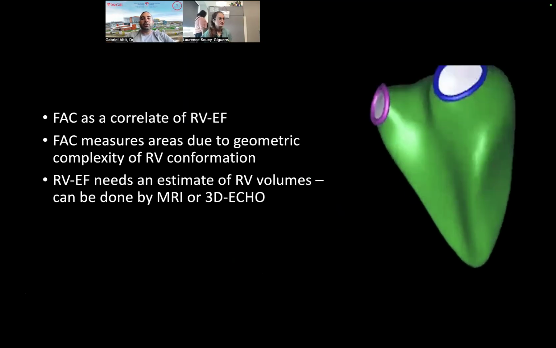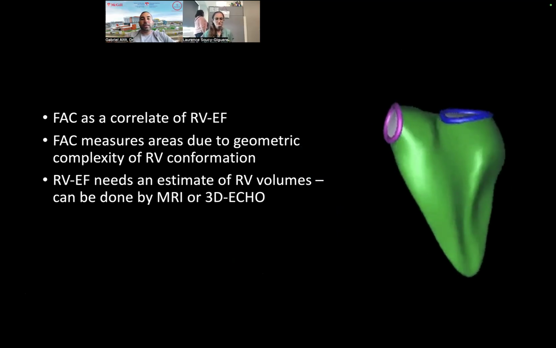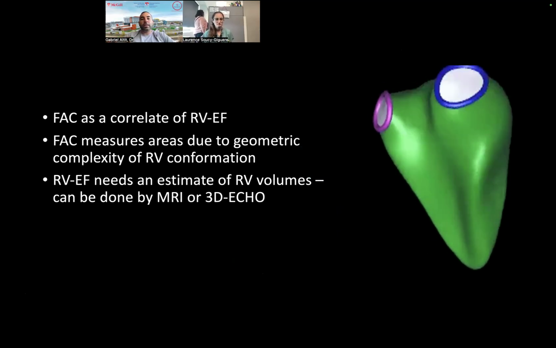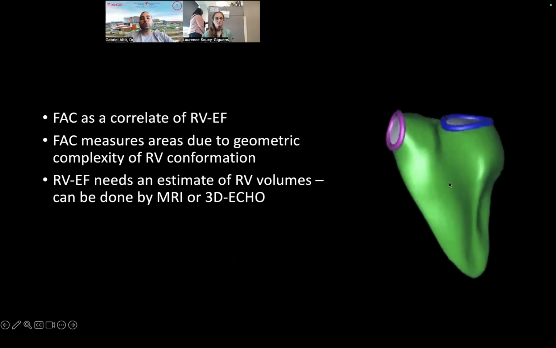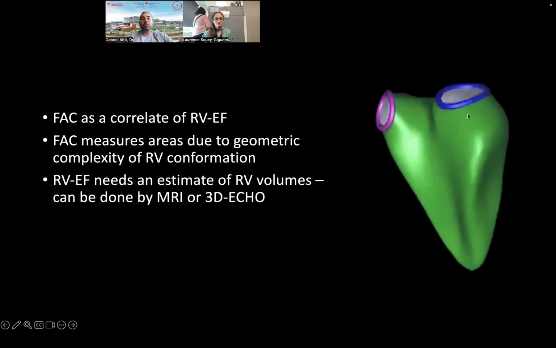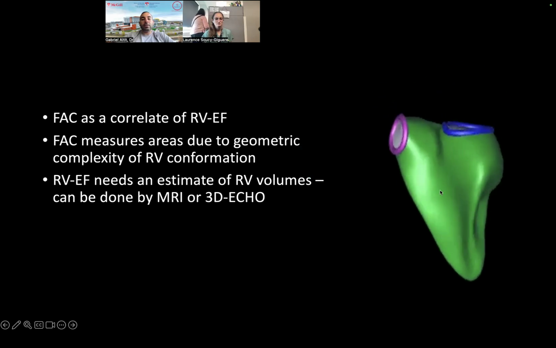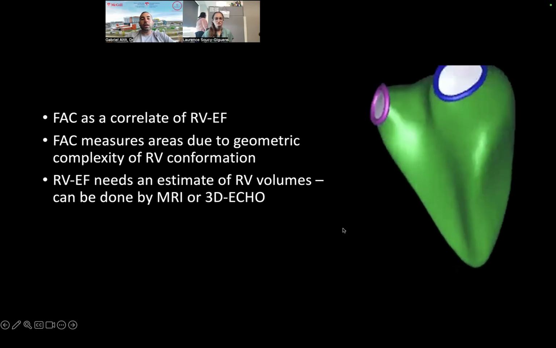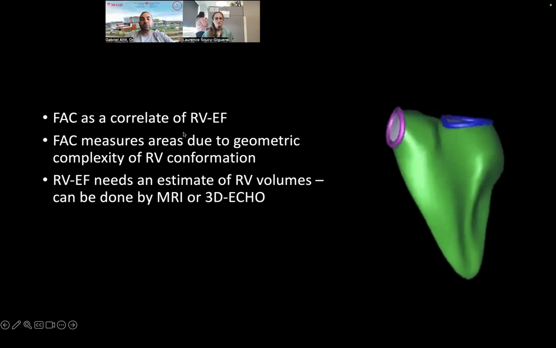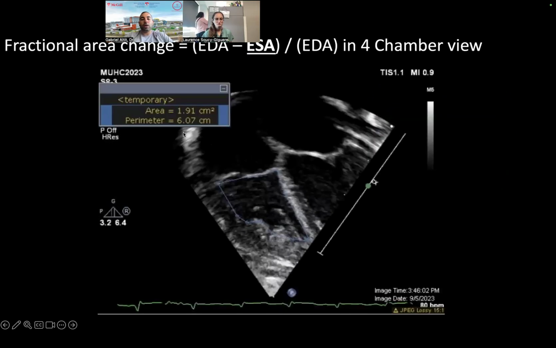If you really want to calculate an RV ejection fraction, you need to get a 3D echo or an MRI in order to really take into account the entire geometry of the RV. And so here you would be able to trace the segmentation of the RV in diastole and systole, really to take into context the entire conformation of the RV, and then you would be able to calculate your ejection fraction. But you need 3D echo or MRI to do that.